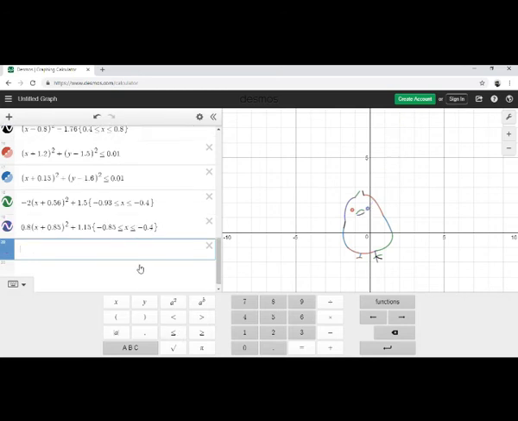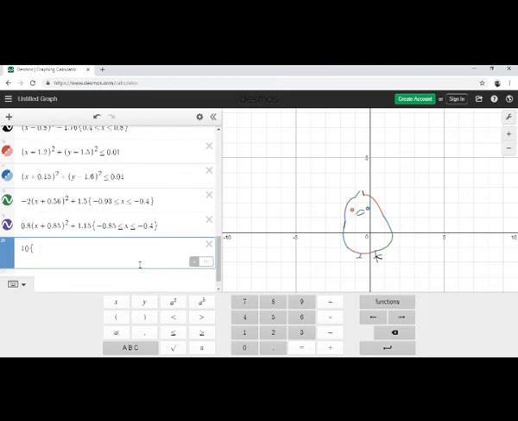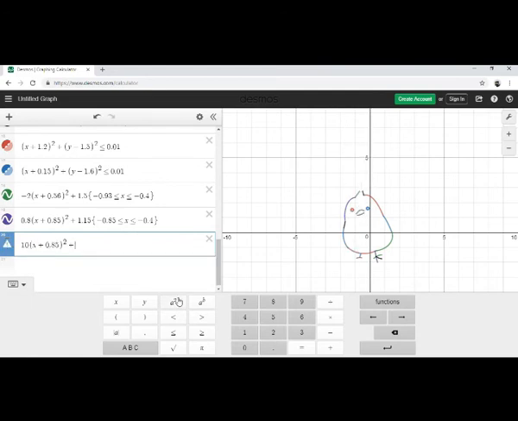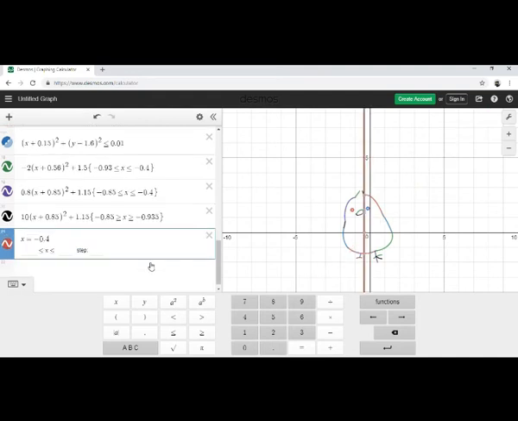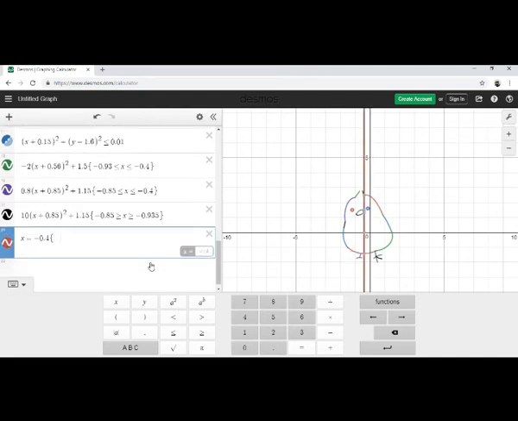Next is 10 times (x + 0.85)² + 1.15, and −0.85 > x > −0.935. Next is x = −0.4, and 1.31 < y < 1.44.